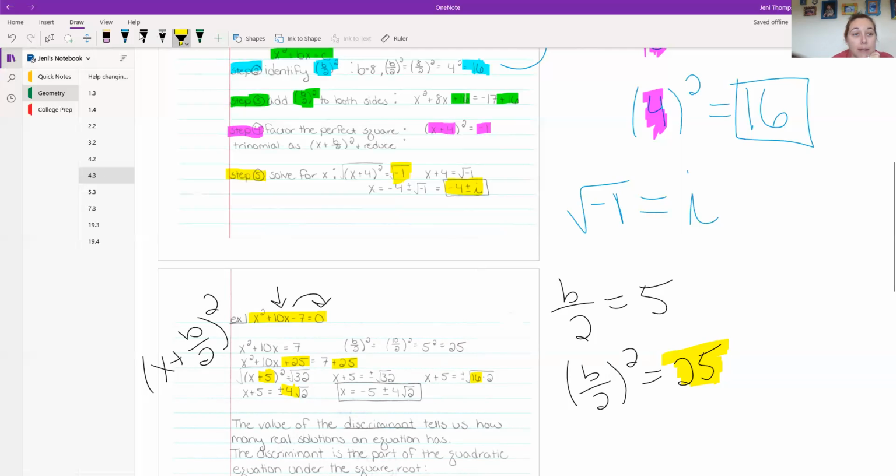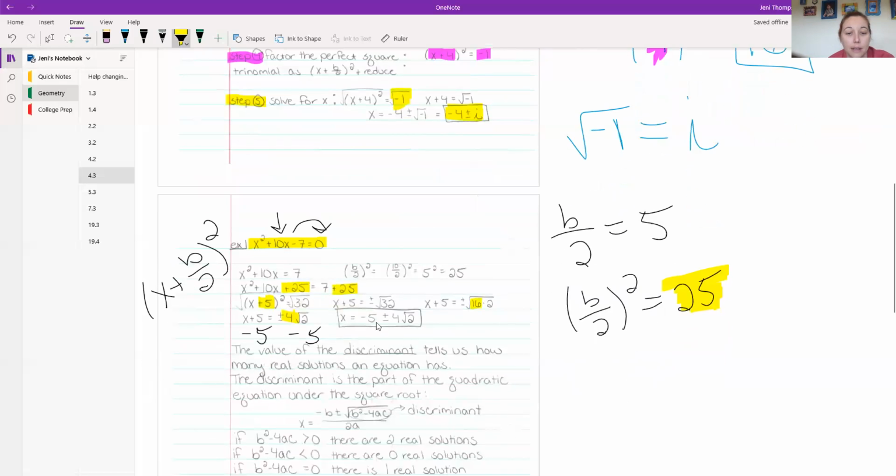We've got one more step left. We need to subtract 5 from both sides. And that gives us our final answer. X equals negative 5 plus or minus 4 times the square root of 2.